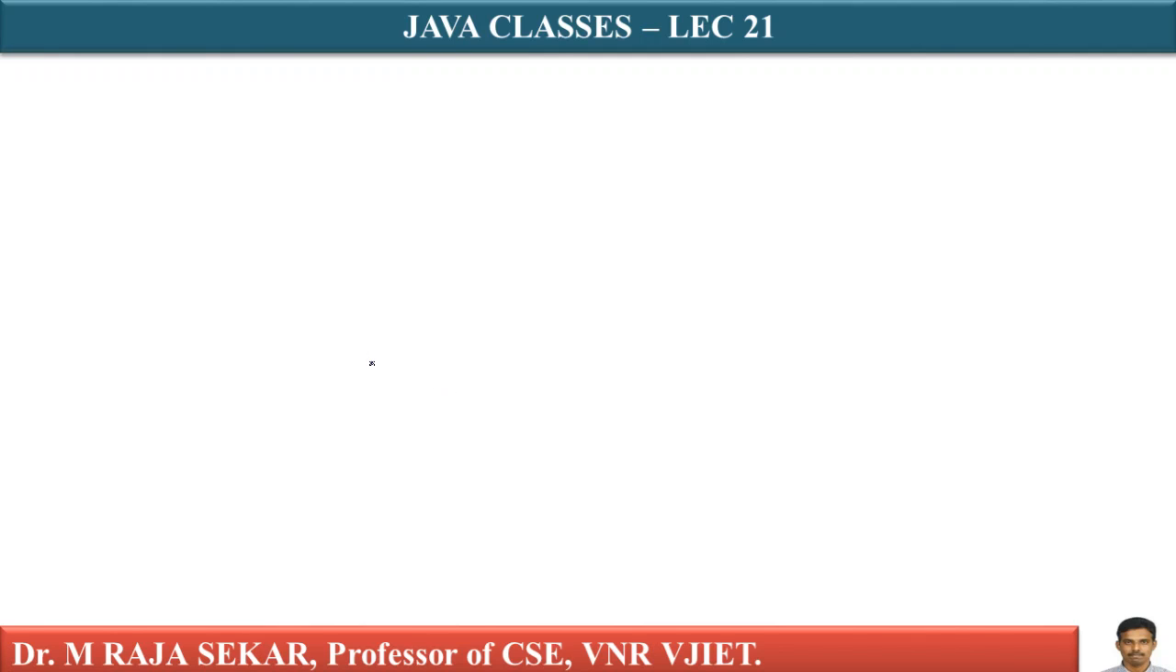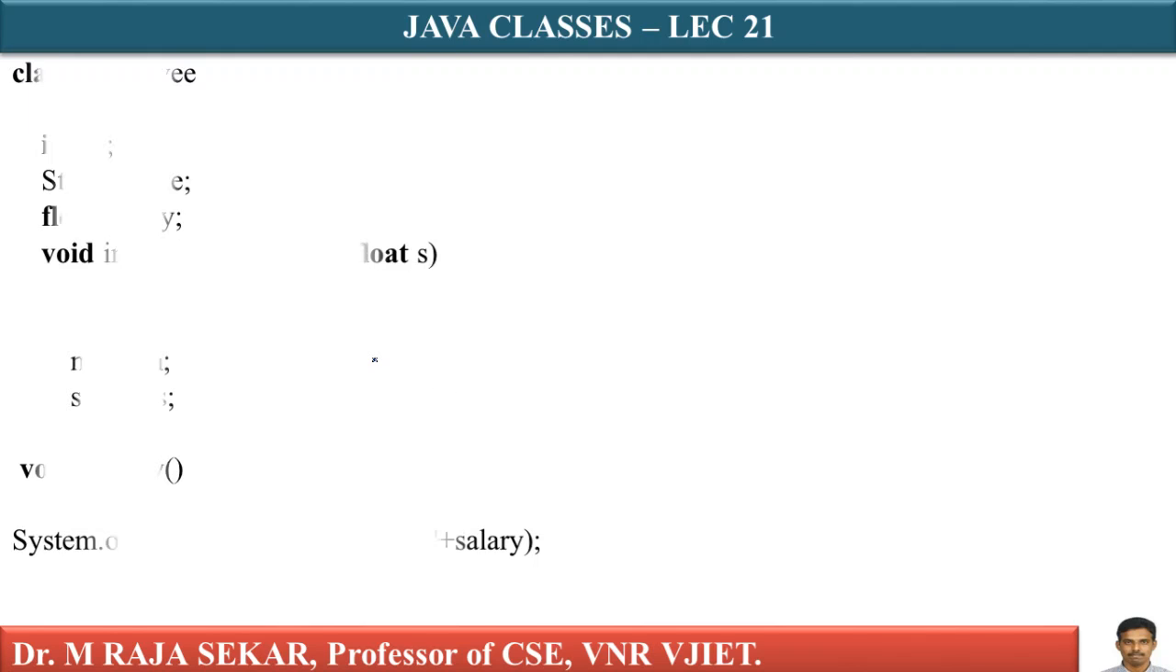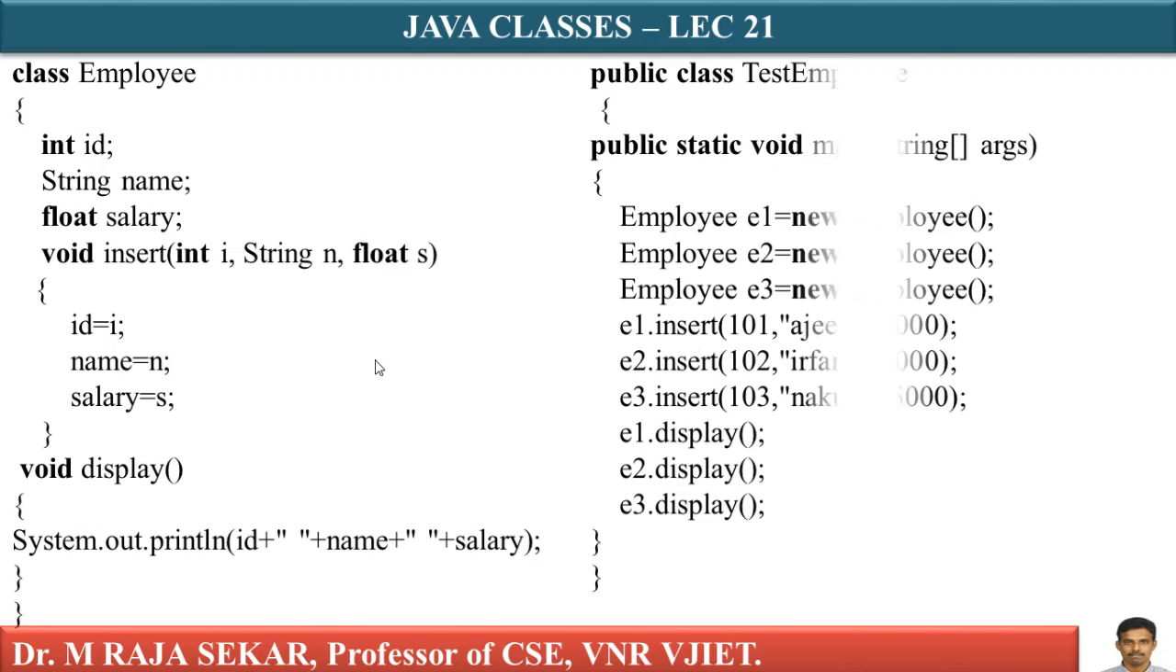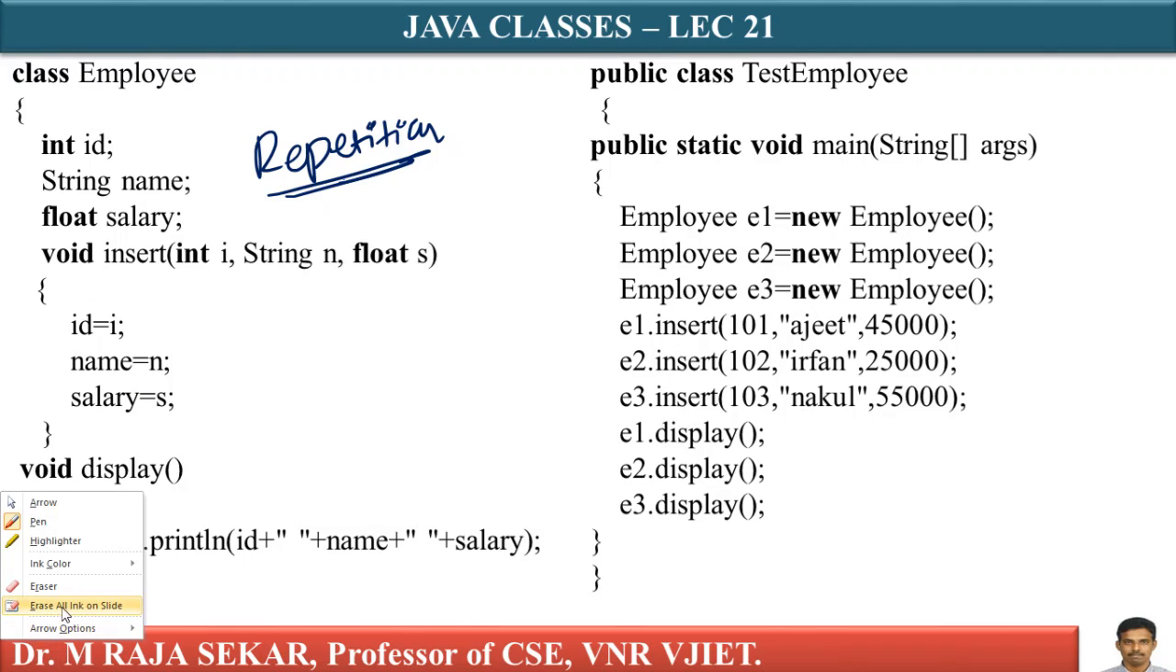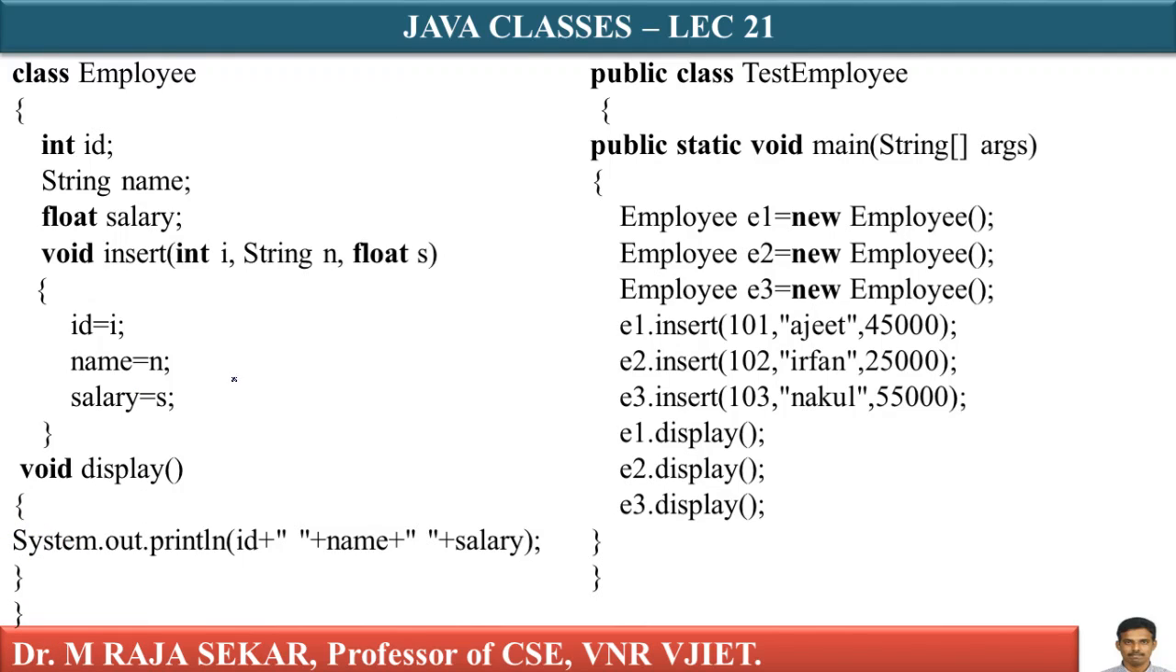In this lecture, again we will try to understand how to initialize an object with the help of a method. It's simply a repetition of my previous lecture. Just to understand the concept clearly, I am repeating the same lecture. Of course, I am writing different methods.